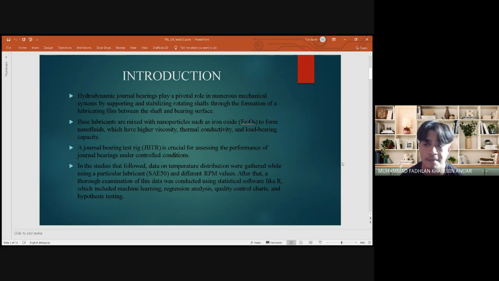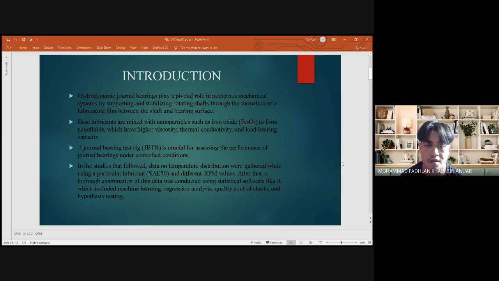The same setup that we did before was used to test the various nanofluids, including a lubricant with 1.7 wt percent iron oxide nanoparticles under identical conditions. So in this study, the data and the temperature distribution were gathered while using a particular lubricant, SAE 50, and different RPM values.